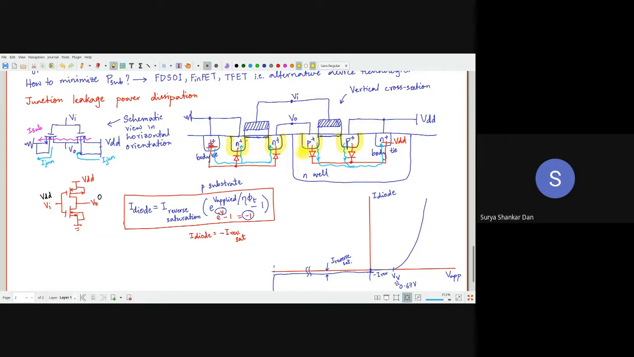For example, if you notice, where is the latch up involved here? This is P substrate, this is P plus region, and this is N well. So that means the latch up is essentially this way. Sorry, this is your latch up. That means this is P plus, and this is N. So latch up happens between neighboring transistors. This is one, this is another one.